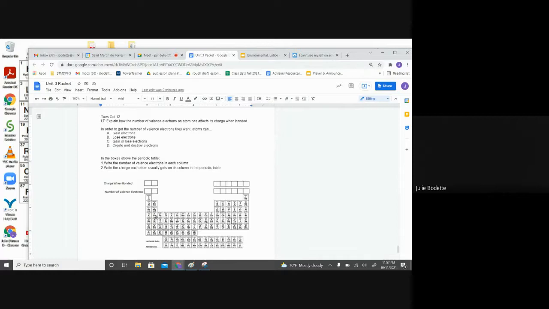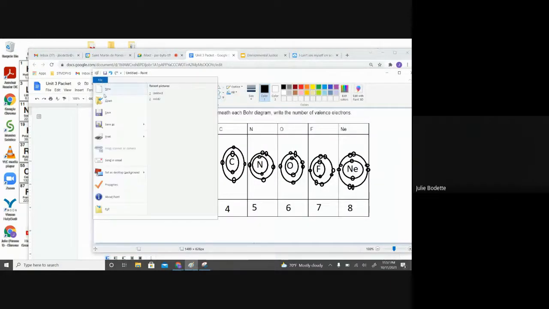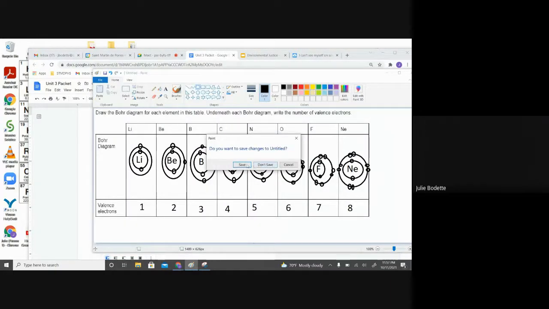Okay, so then we've got a periodic table here. And we're going to label the charge when bonded and the number of valence electrons. So let me just grab this. I'm going to put it in Microsoft Paint.